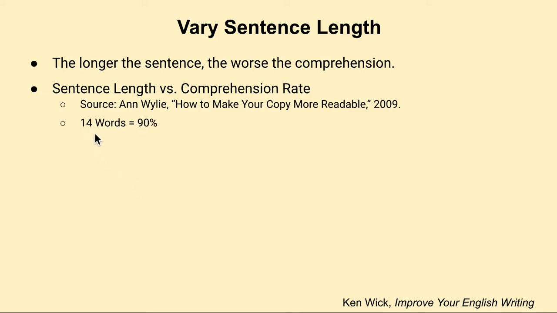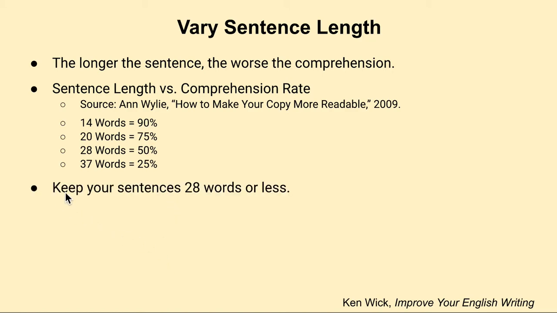Basically, it says a 14-word sentence has a 90% comprehension rate. A 20-word sentence has a comprehension rate of 75%. A 28-word sentence has a comprehension rate of 50%. And a 37-word sentence only has a comprehension rate of 25%. Using this information, you want to keep your sentences 28 words or less.